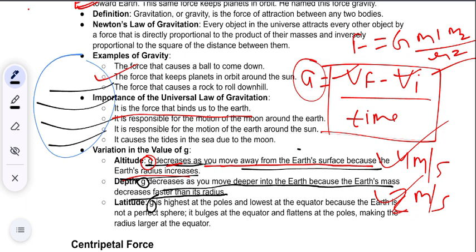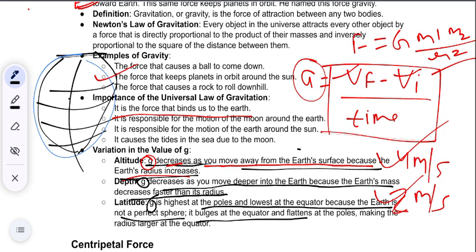Now, the amount of acceleration due to gravity is highest at the poles and lowest at the equator. Why? Because the Earth is not a perfect sphere. It bulges at the equator and flattens at the pole. Bulges means like this, okay, and flat at the pole. Pole से flat है, यहाँ पे bulges है, ठीक है, making radius larger at the equator. Equator पे radius ज़्यादा होता है.